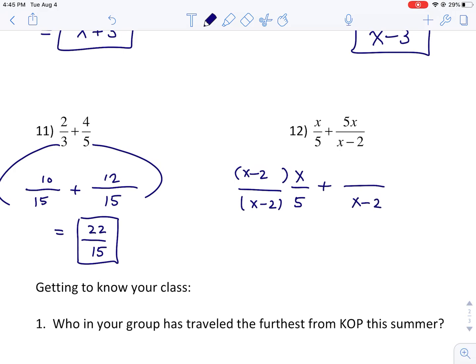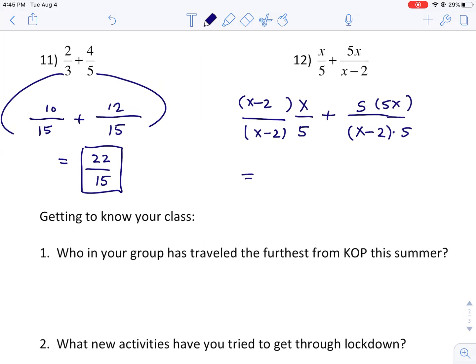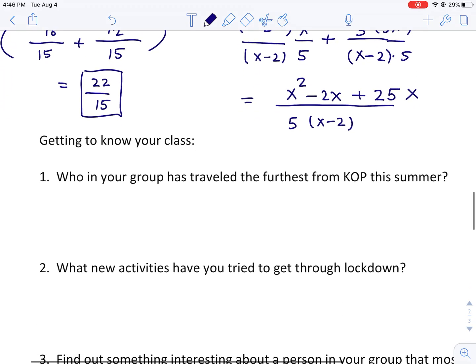What do I need? I need the 5, so I'll multiply the top by 5. 5 by 5x. All right, so on the bottom, I'm left with 5 times x minus 2. And then let's distribute x times that. That's x squared. x times negative 2, negative 2x. And then what do I have here? Oh, I'm sorry. I've got 5 times 5x. I've got 25x.